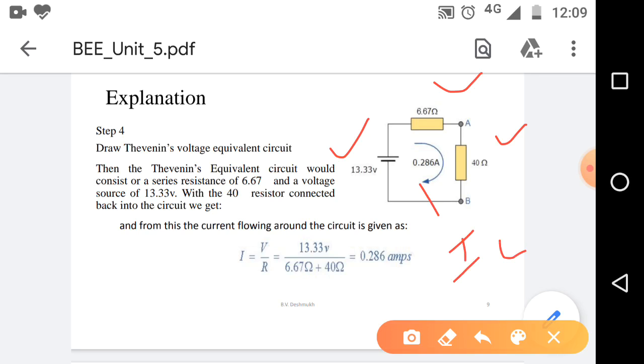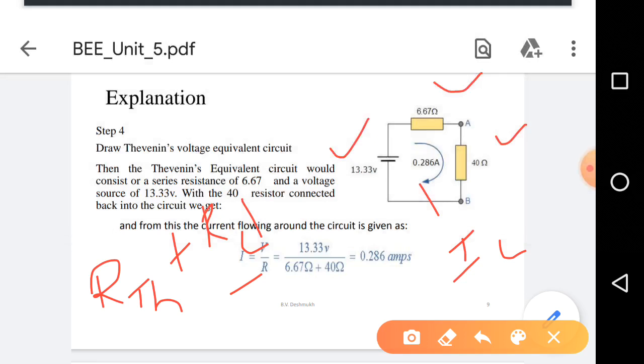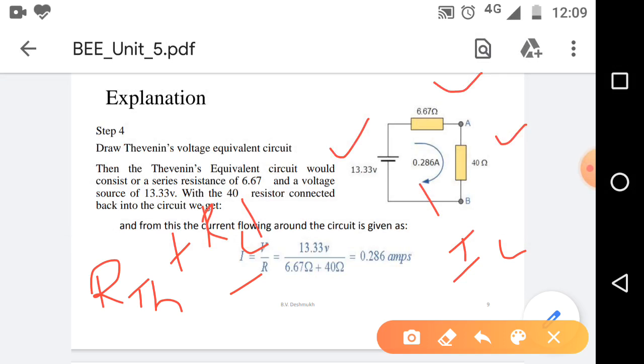IL is equal to V upon R, where V is Thevenin's voltage and R is Thevenin's resistance plus the load resistance. Then we get I equal to 0.286 ampere. This is the current flowing through the load resistance, or we can say the current flowing through the AB terminal.